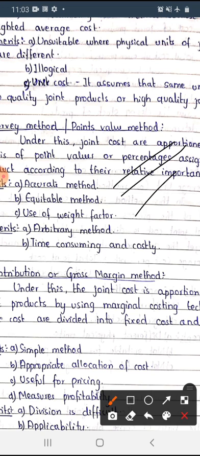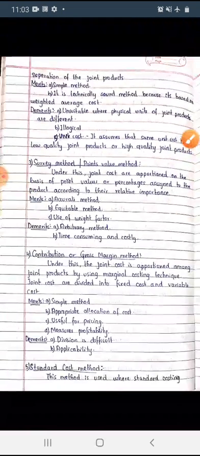Revise these things frequently to derive the maximum benefit with the changes in the business condition. It is a time consuming, technical and costly exercise. Okay. Next we'll see the next method, that is the contribution or gross margin method.